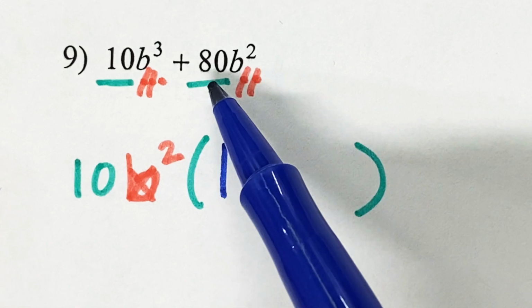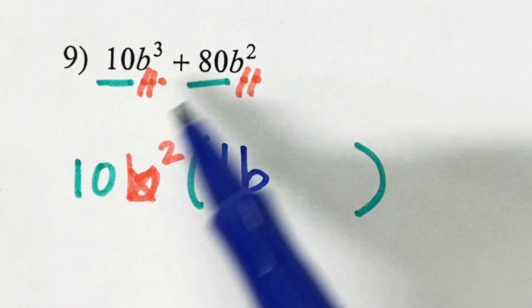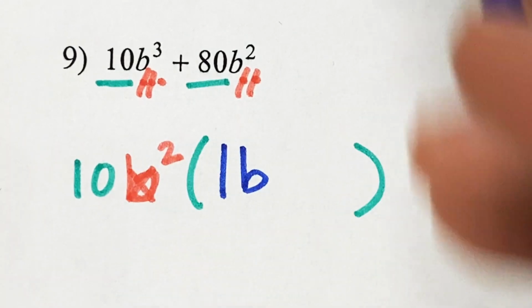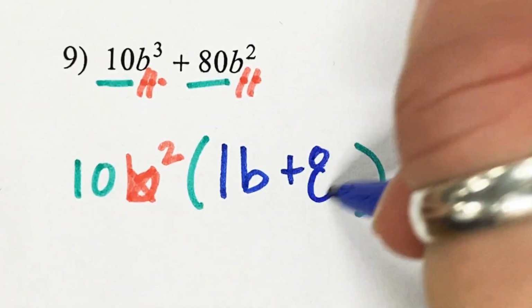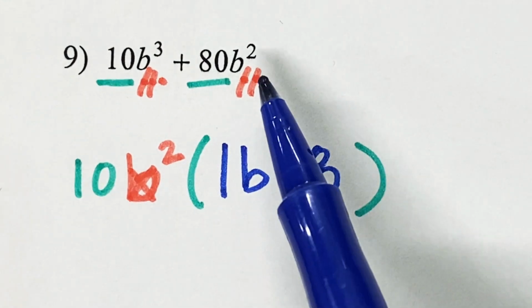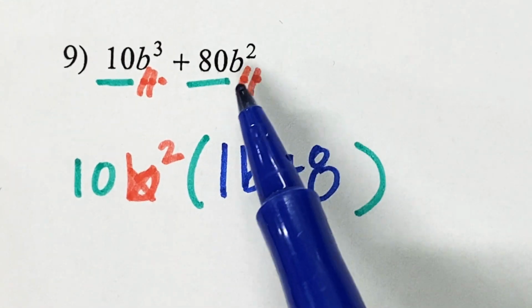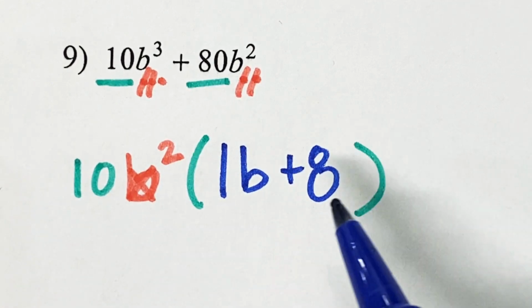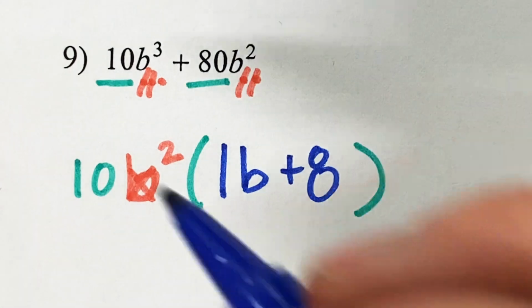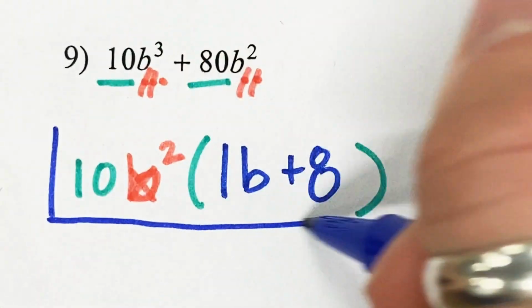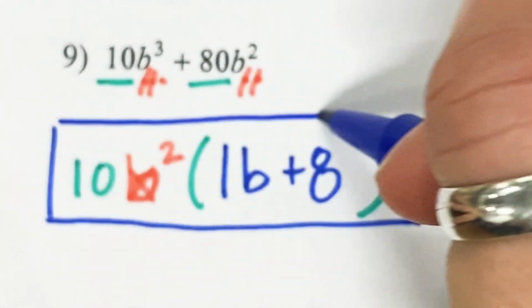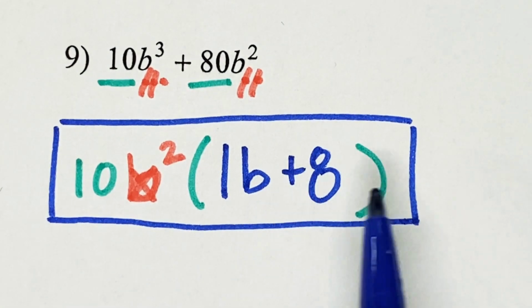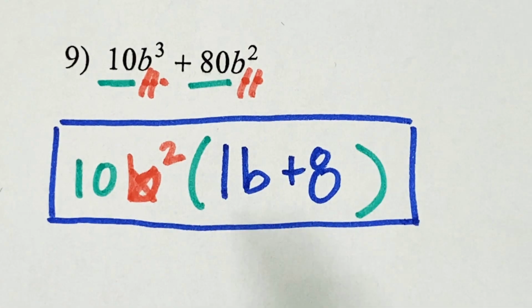Next term, what is 80 divided by 10? If you need to do it in a calculator, you can. 80 divided by 10 is going to give me positive 8. On this one, I had 2 b's, but I divided out 2 b's. How many b's are left? No b's. We divided them all out. So our final answer is 10b times b plus 8, because technically we don't really need that 1 by the b, but oh well.